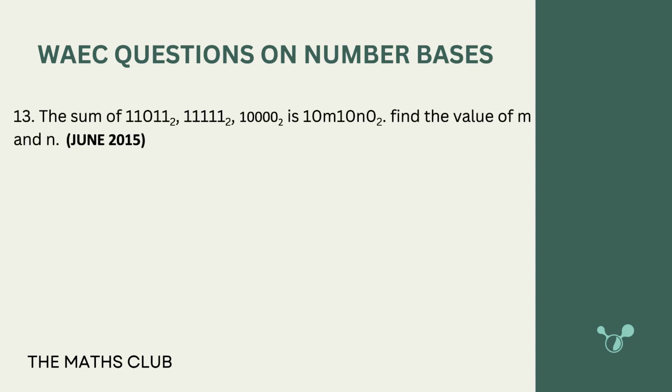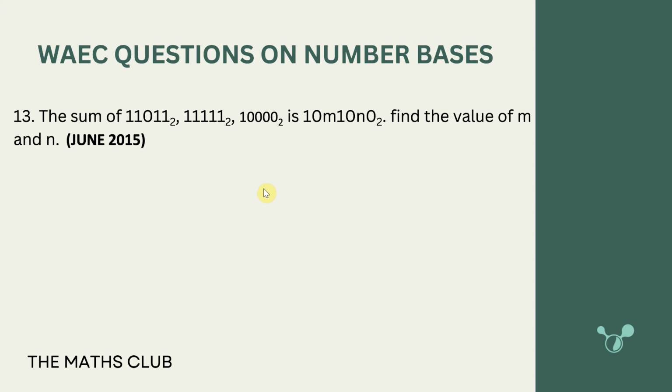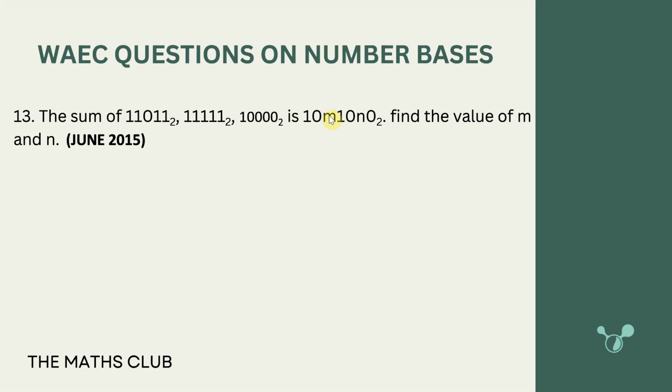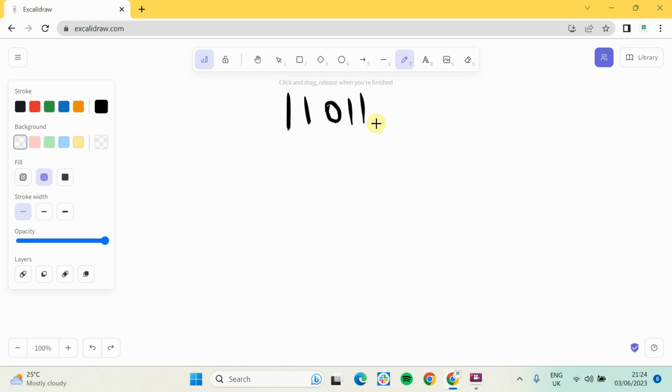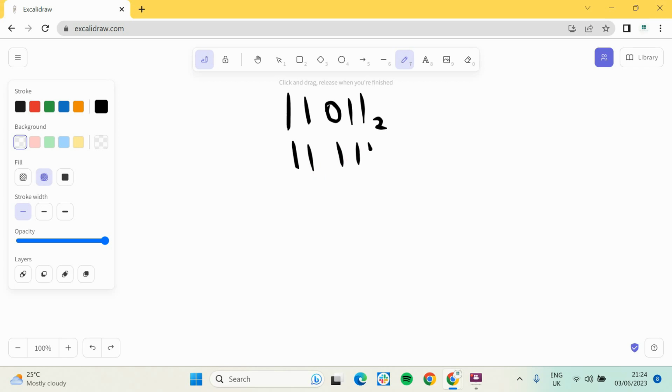Let's see this question. It says, what is the sum of 11011 base 2, 111 base 2, and this guy base 2 is this? Then it says find the value of m and n. So we just need to add these three and then compare and find the missing values of m and n. Right? Let's solve that. Again, you might want to also pause the video and actually try it, because we've done additions similar to this before. So let's go. This 11011 in base 2, I'll take the first two first, plus 11111 in base 2. Let me solve these two first.